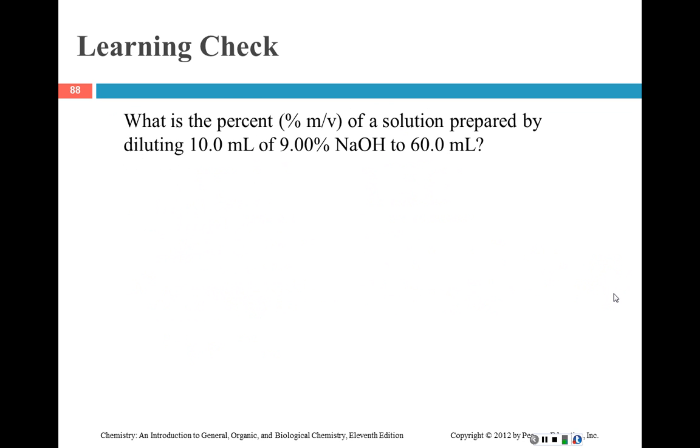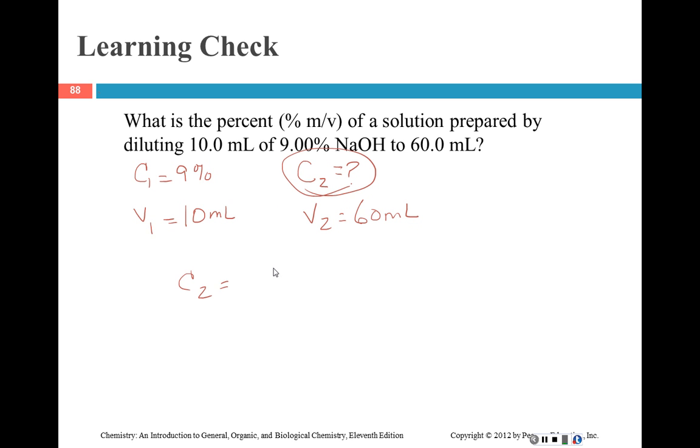Yay. Alright. What is the percent mass volume of a solution prepared by diluting 10 milliliters of 9% sodium hydroxide to 60 milliliters? Okay, so the first concentration is 9%. The volume is 10 milliliters. The second concentration is what we're looking for, the percent. And the second volume is 60 milliliters. So this time we're looking for C2.